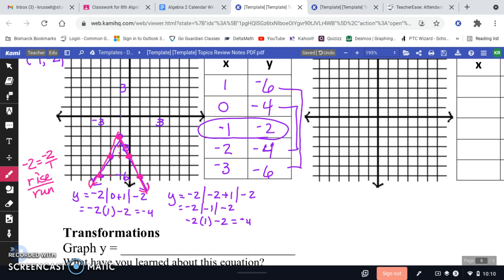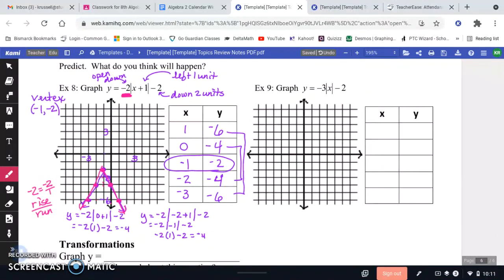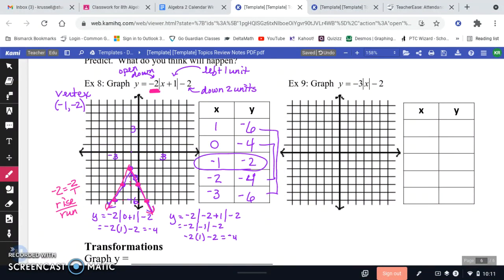So you can think about that first value as being slope. Let's use that idea here. So this one, -3, that's going to open down.